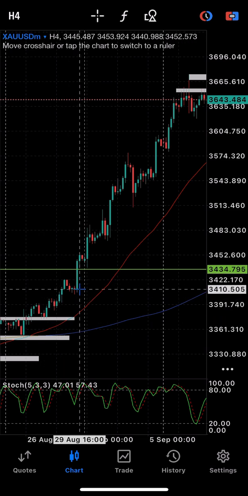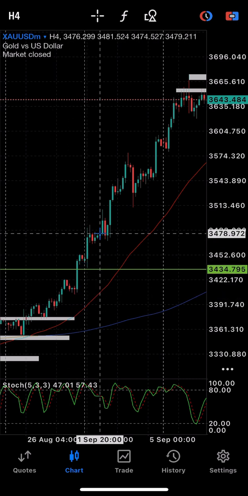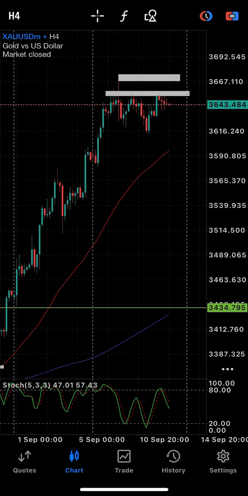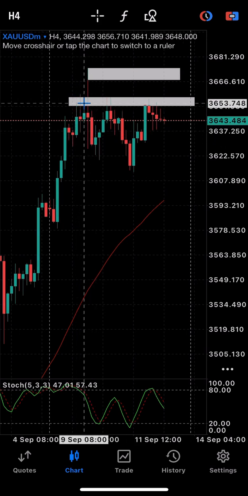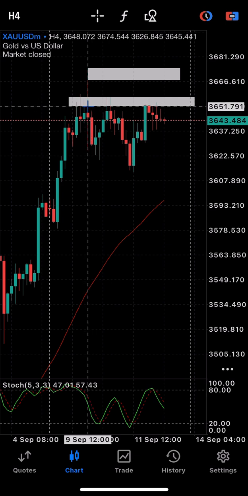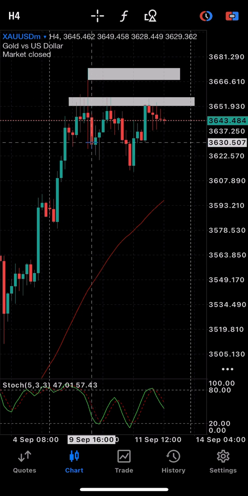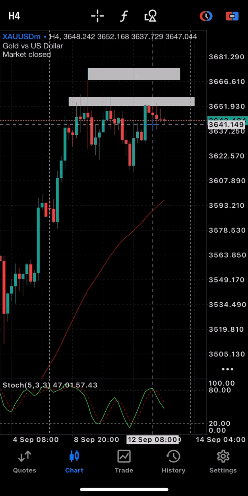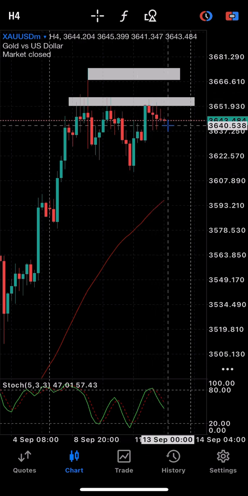The market hardly pulls back. It has just been going up, up, up. Currently the market has been reacting from this resistance here on the 4 hours time frame. You can see this zone where the market rejected first, the second time again, and then the third time right here the market is selling.